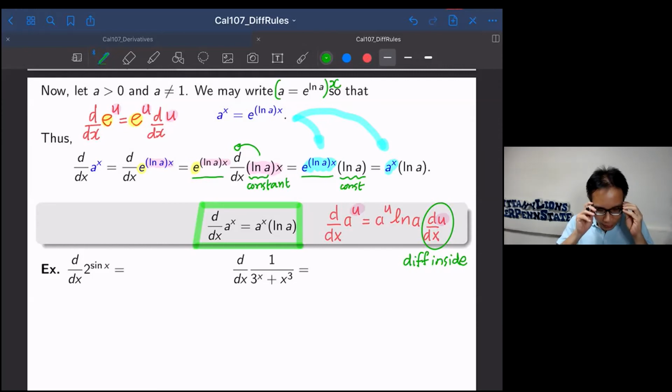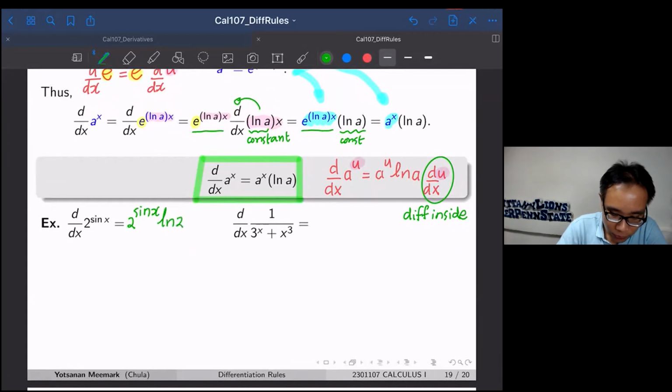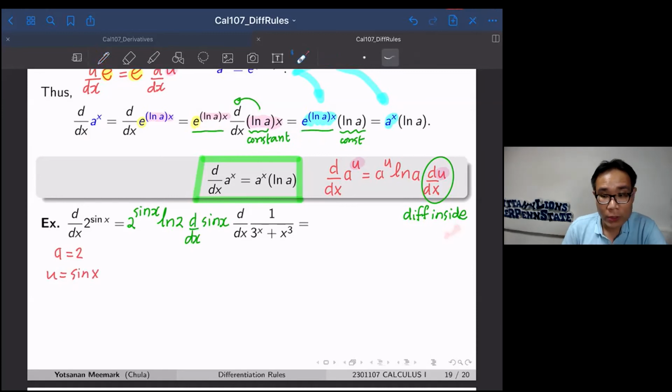So let's first do the derivative of 2 to the sine x. The derivative of 2 to the sine x is going to be 2 to the sine x, log 2, and d/dx of sine x. Why did I have that? Because in this case, you see that you have a equal to 2 and u equal to sine x, and I just apply this formula.